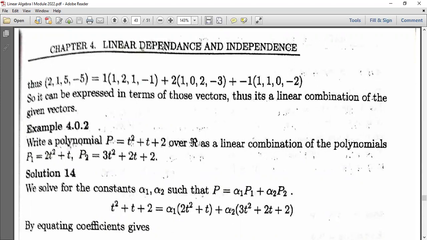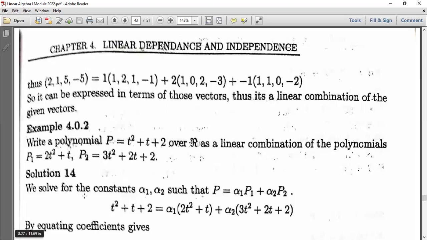We have a polynomial. Last time we looked at a vector space which we call P2, a vector space whose elements are polynomials of degree less than or equal to 2. So we have this polynomial, t squared plus t plus 2, defined over R. It means the coefficients are real numbers. We want to write it as a linear combination of these two polynomials, P1, which is 2t squared plus t, and P2, which is 3t squared plus 2t plus 2.